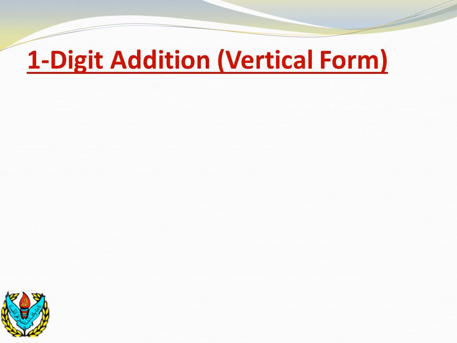Now we will see how to add one digit numbers in vertical form. Vertical form is that form in which we move from up to down across the page. Addition rules are same as we add in horizontal form. The answer will be same either we add it horizontally or vertically.